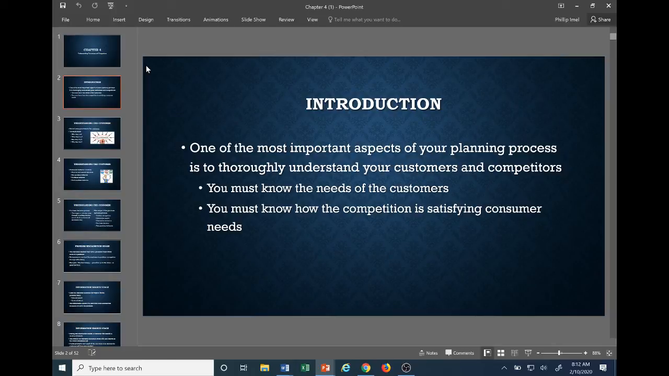Of these two, I think the customers is more important, obviously, because we're trying to sell to the customer and connect with the customer, not that of the competition. But it is important that we have a general idea of what's going on with our competition as well. So understand the customers and the competition.